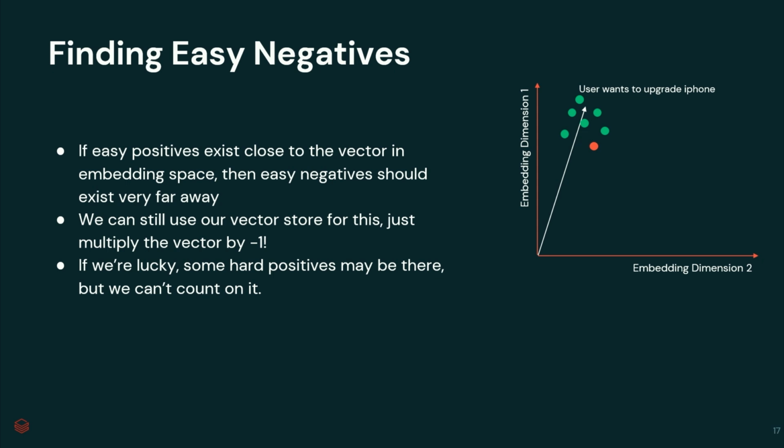And actually, to get easy negatives, it's pretty easy to do. You can just multiply that white vector by -1 and just look in the other direction, right? So you should find lots of examples out here of just completely transcripts talking about something totally different than what your label was. There could be some hard positives there, but it seems unlikely.